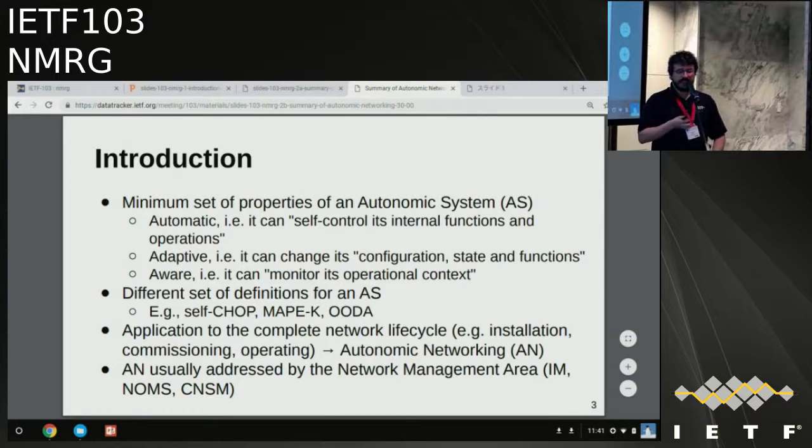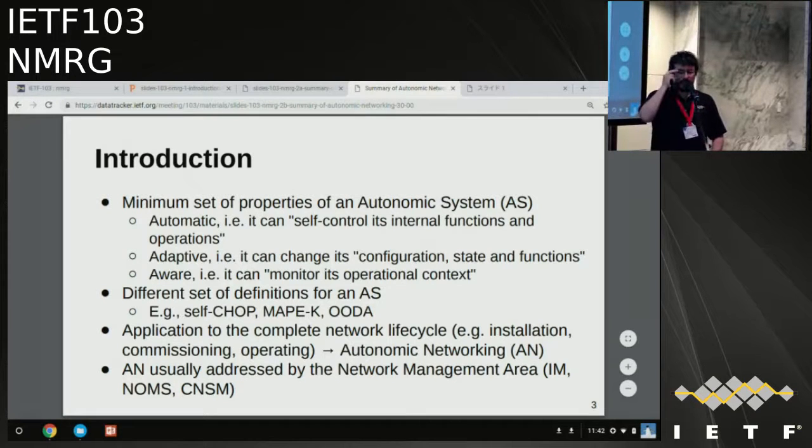This concept can be applied to the complete network lifecycle, for example, considering installation, commissioning, and operating of the system. And when a network has all these autonomic concepts applied in the whole life cycle, we call it autonomic networking. This is an area which is usually addressed by the network management community, like the IM, NOMS, and CNSM conferences. So I believe it also belongs to NMRG.